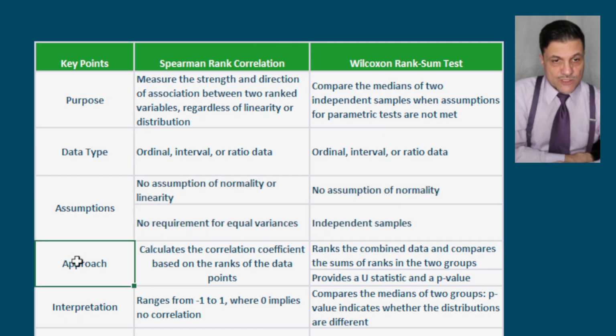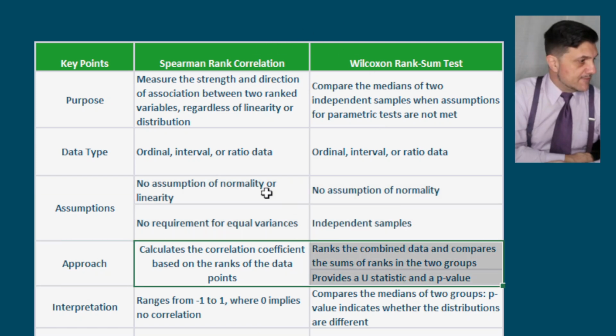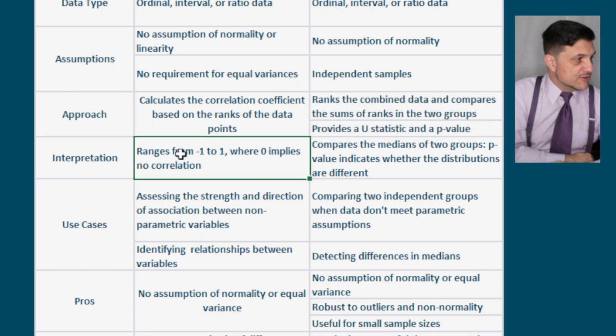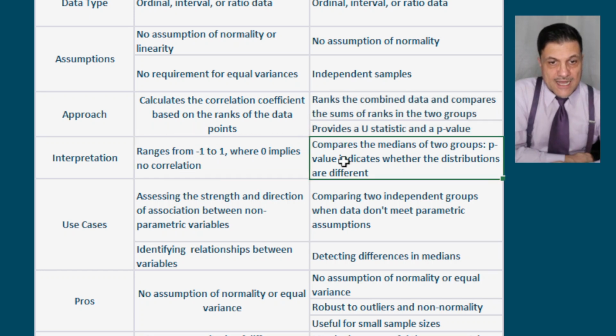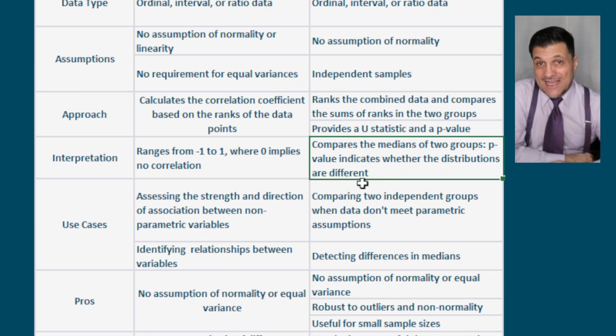Okay, which approach? How do you do it? What is the interpretation of the results? If it's correlation, it goes from -1 to 1. The Wilcoxon is going to compare the median of the two groups. The p-value indicates the distributions are different. Or if the calculated value is lower than the critical value, then you're going to reject that hypothesis, right?